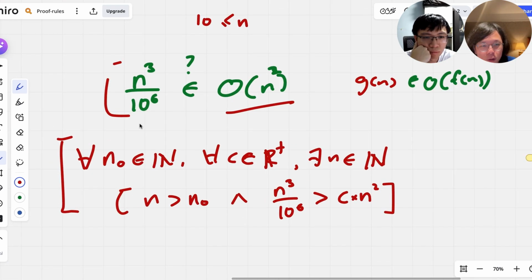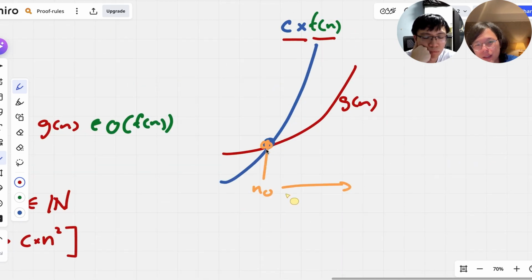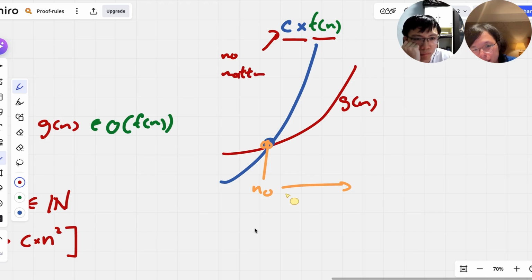Okay, so if we don't believe that n cubed over 10 to the power of 6 is O of n squared, then the idea is that this overtaking will never happen, no matter what constant we pick. No matter the c that we pick, the starting point that we pick, no matter what happens, this overtaking will never happen.